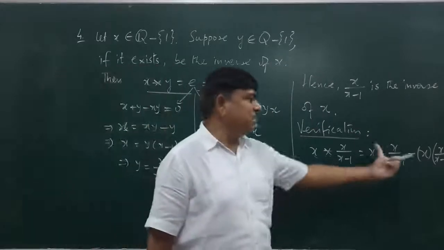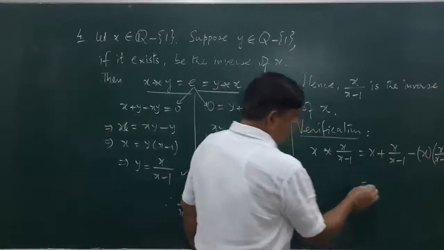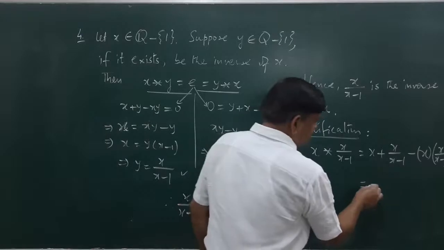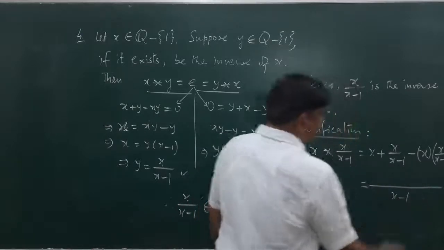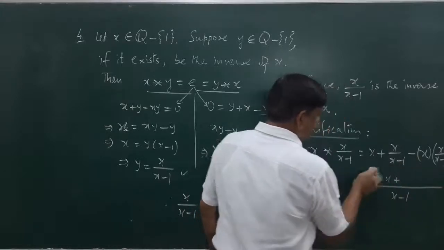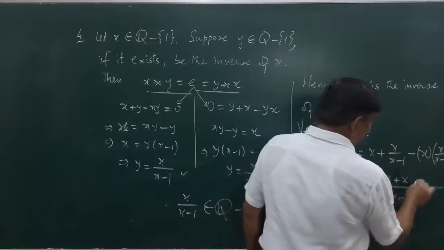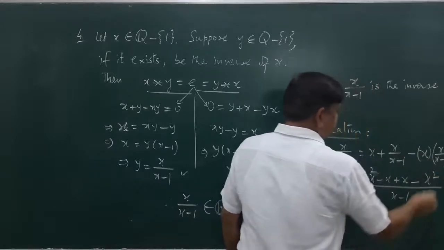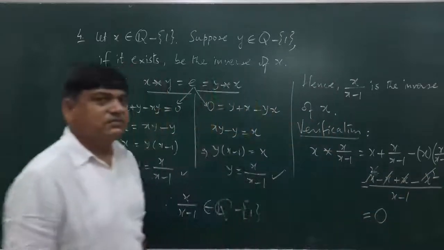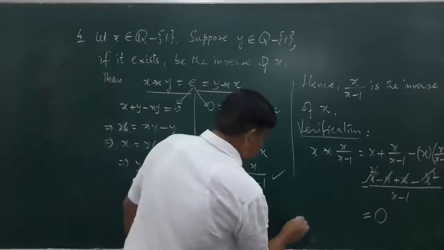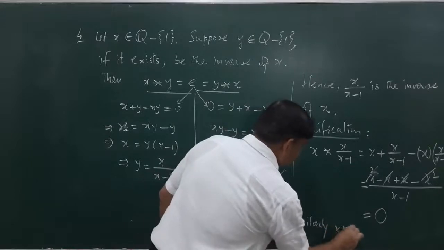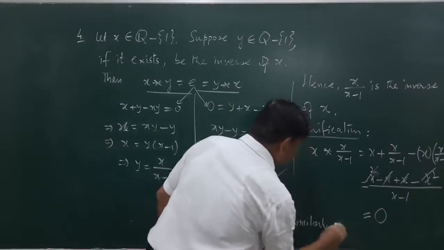Both added, minus the product. So it is, with x minus 1 as the LCM, x square minus x plus x, and this minus x square. So this and this cancel, this and this cancel. So 0. That is the identity. Similarly, if you consider the other order, you just verify yourself.